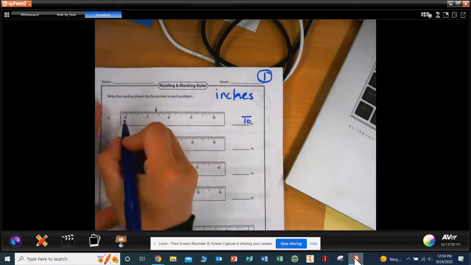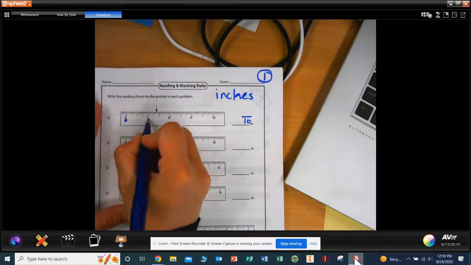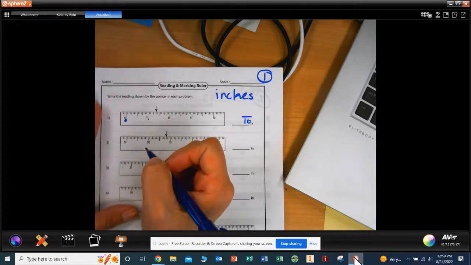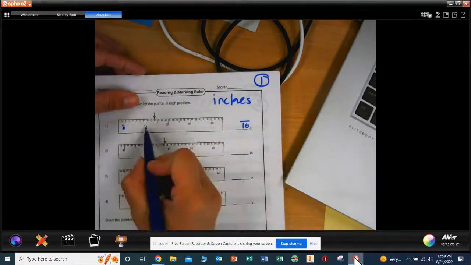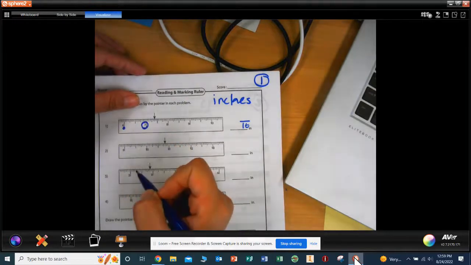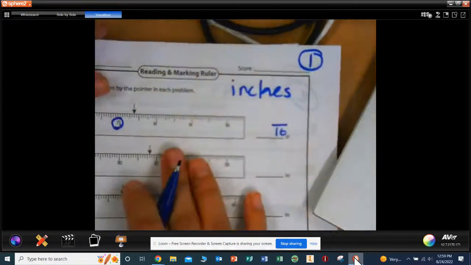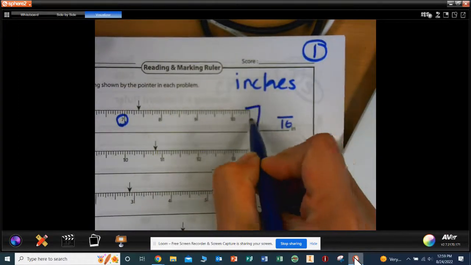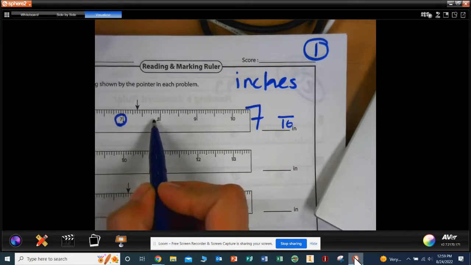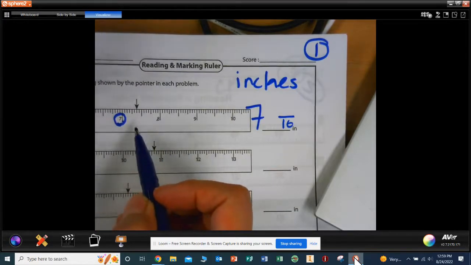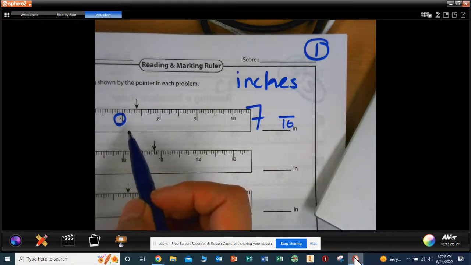So 0, and then this would be your last one, your last hop, 7. We passed the number 7, correct? So that makes it your whole number. Your big number would be 7. Your bottom denominator is how many little lines, which is 16. It's either 16, 8, or 32. For the most part, 16.